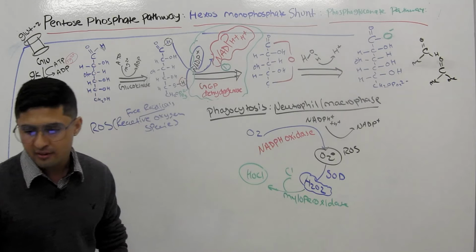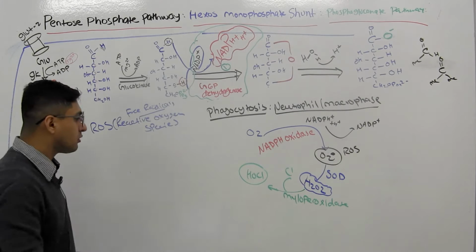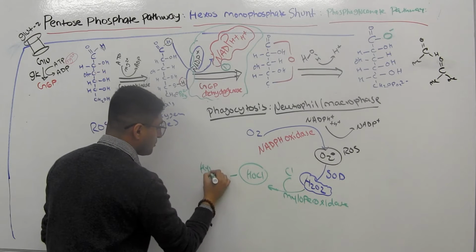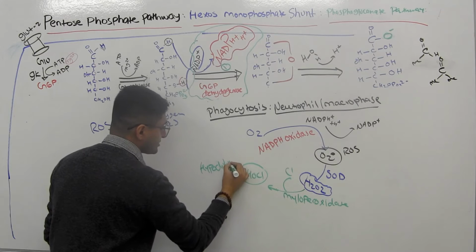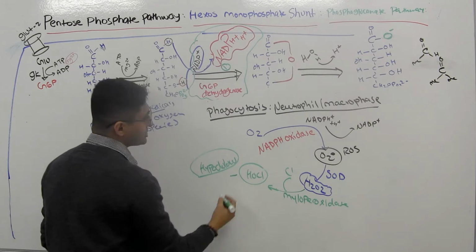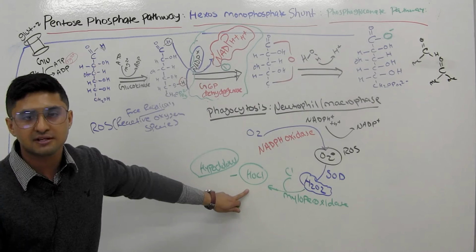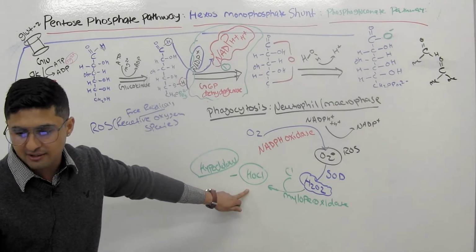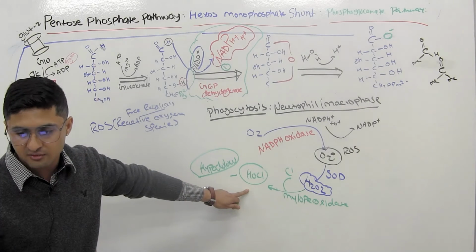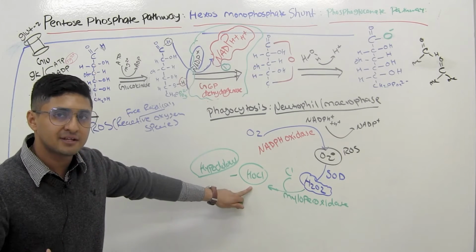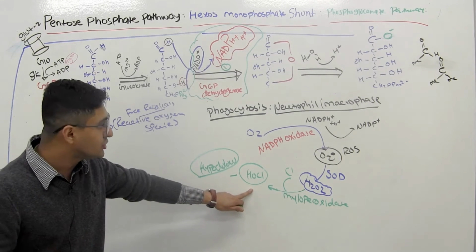What is this compound? This is called hypochlorous acid. It's a dangerous bleach, because it is utilized to kill pathogens and bacteria, like foreign bacteria or pathogens or cell debris that has been ingested, gobbled up by these macrophages or neutrophils.